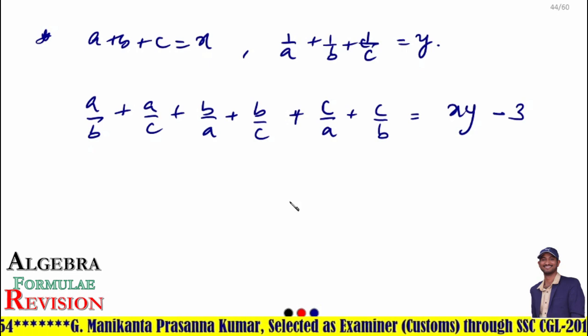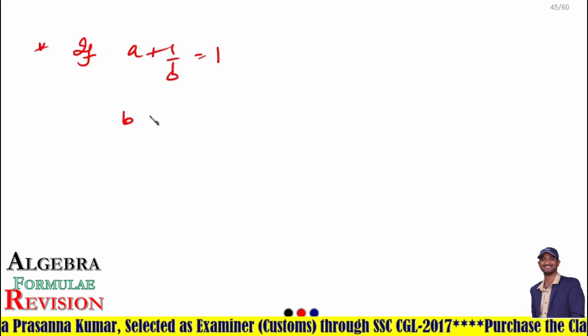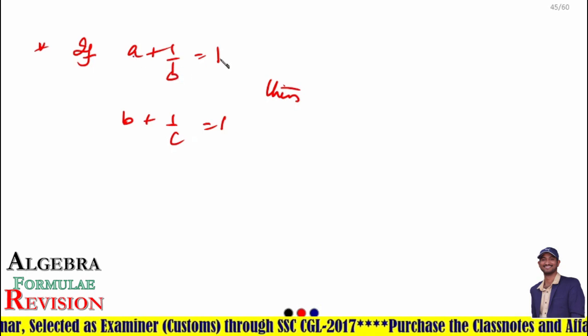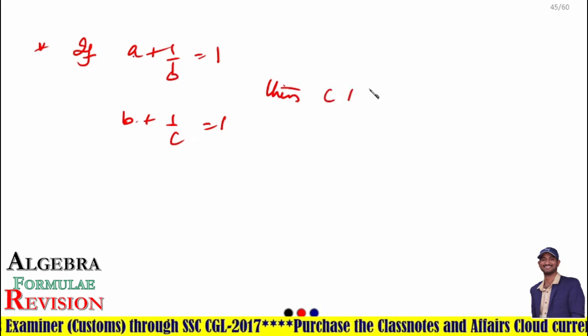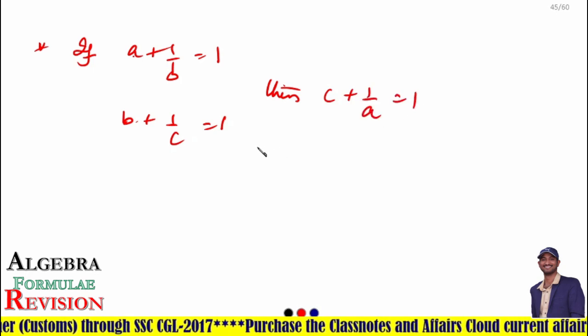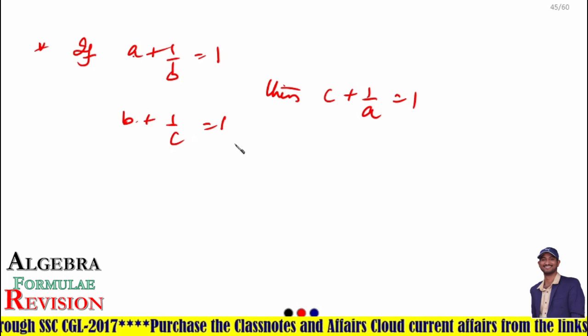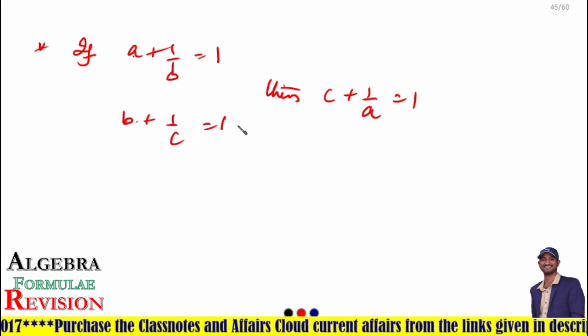And another one. If a plus 1 by b is 1 and b plus 1 by c is 1, then definitely c plus 1 by a is also 1. Is it clear?